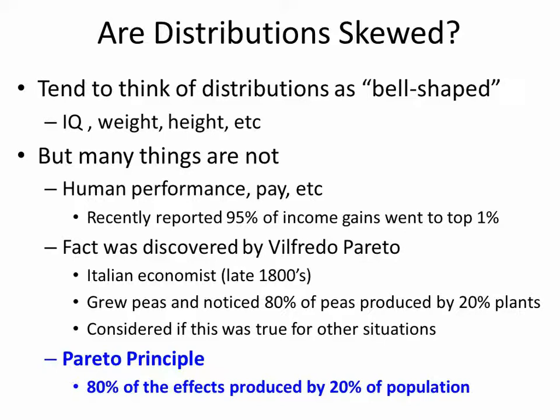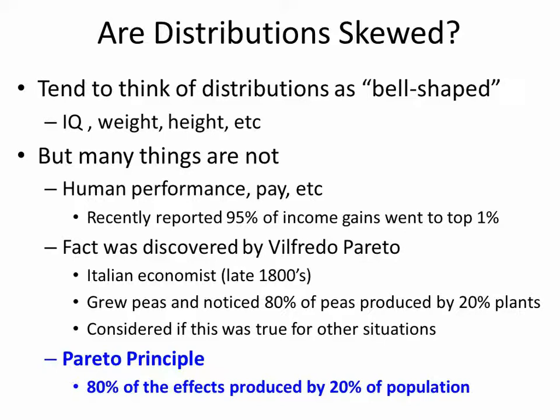This was actually discovered by an Italian economist around the turn of the century. He was this guy that had this incredible mind. He just thought about everything. And so he grew peas. And one day, as he was picking his peas, he noticed that a really small population of the plants gave the most peas. In other words, not all the plants were equally productive. A really small subset was really, really productive. And he started wondering, is that true for people? And the answer is yes. It's very, very true for people.